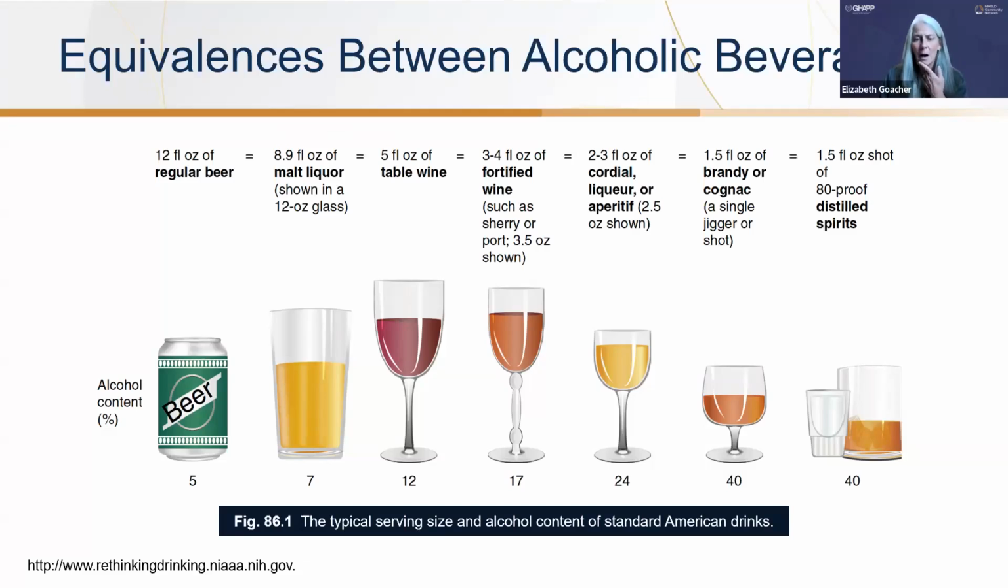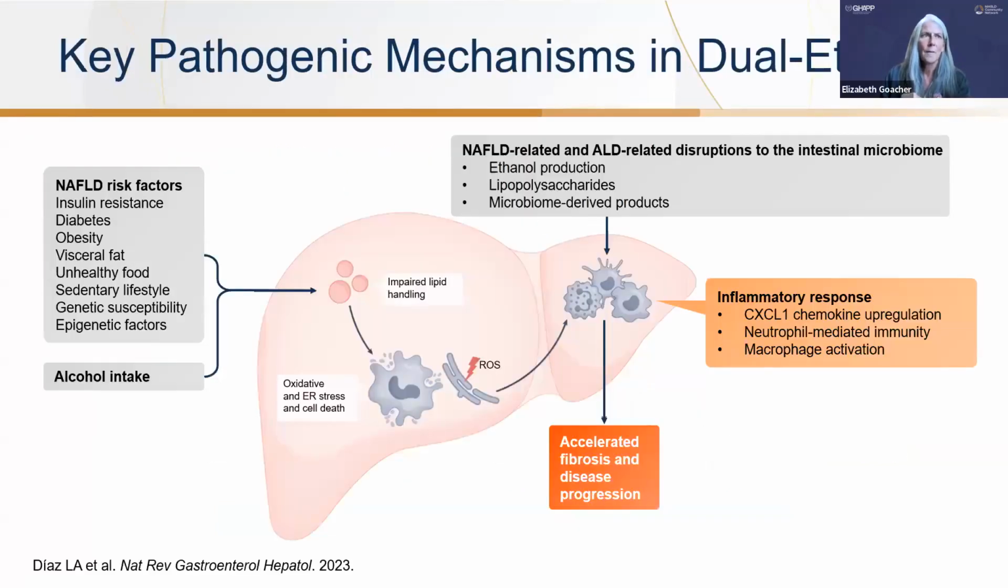Is it highly alcohol concentrated, such as a shot of liquor, or fortified wines or liqueurs like brandy or cognac? Or on the other end of the spectrum, beer: 12 ounces of beer has a lower alcohol content at around 5%. But the amount of alcohol consumed is about 14 grams in each of these beverages, and quantifying that over the course of a day or week helps us in our diagnosis of alcohol-related disease, and also in deciding MetALD versus MASLD predominant. Is an alcohol component present, and to what degree?